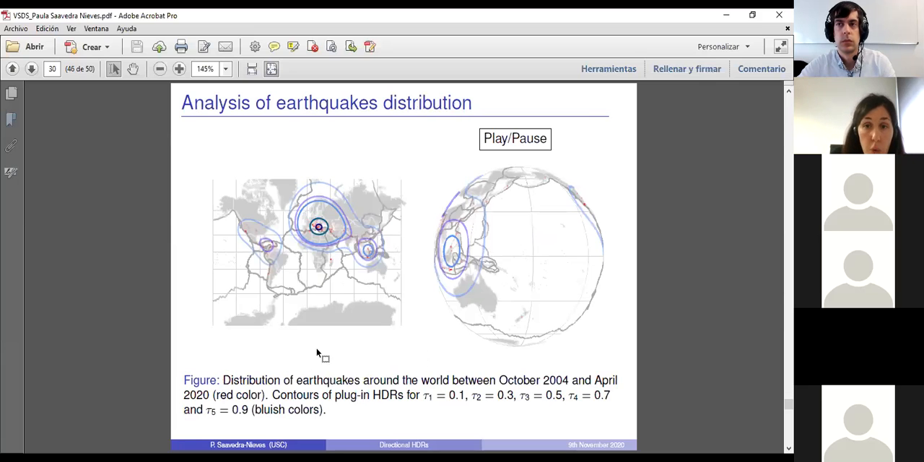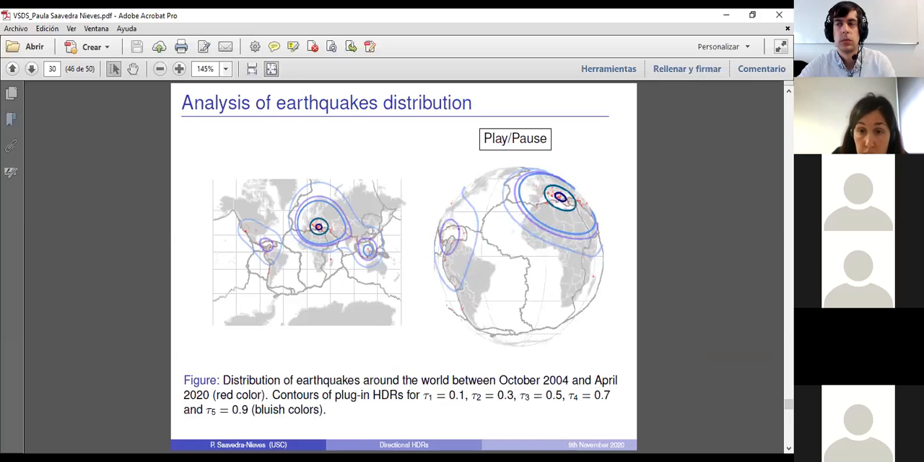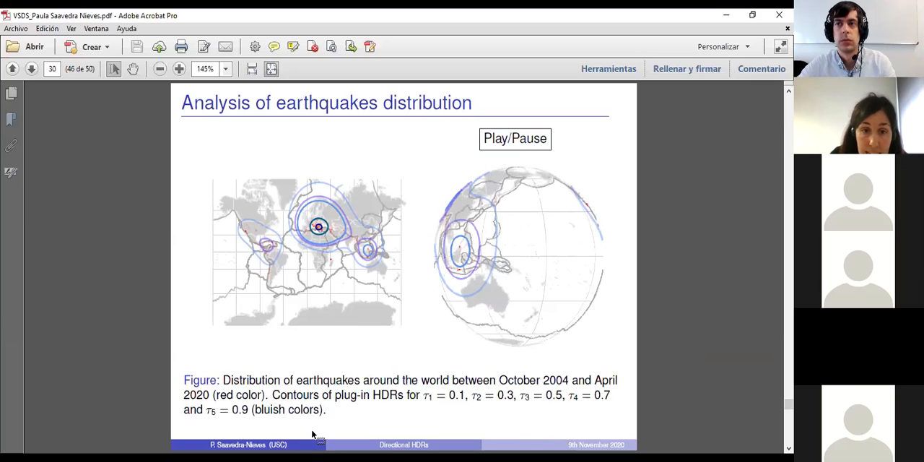In the case of the earthquakes, we have estimated the highest density regions for different values of the parameter tau. In dark blue color appears the contour of the highest density region for tau equal to 0.9. So the most risky area is the southeast of Europe. But the consideration of the rest of the highest density regions for different values of the parameter tau gives an idea of the distribution of the earthquakes around the world.